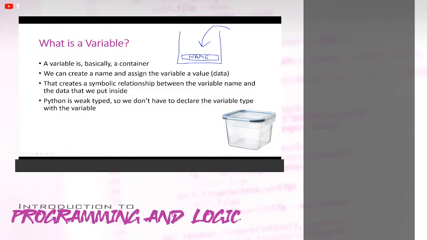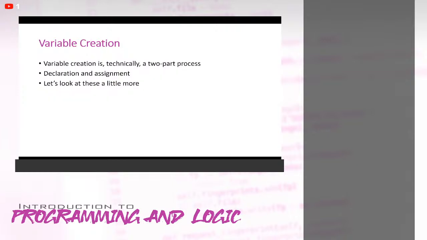So these are some great things about variables that we are working with here. We've already mentioned that our variable creation process is a two-part process, right? We said we had a declaration process and an assignment process. And in the majority of programming languages, this is technically true. However, it's not in Python.